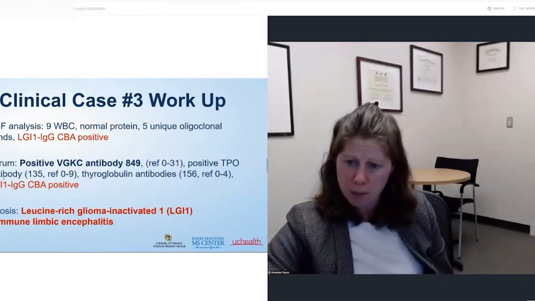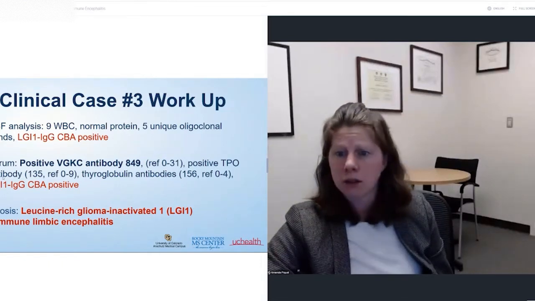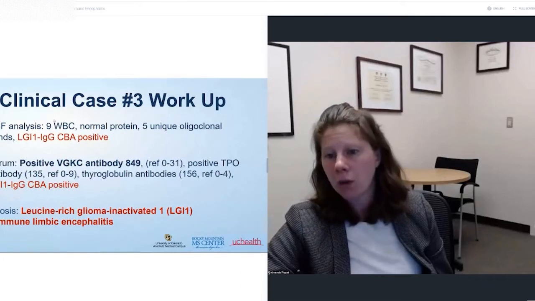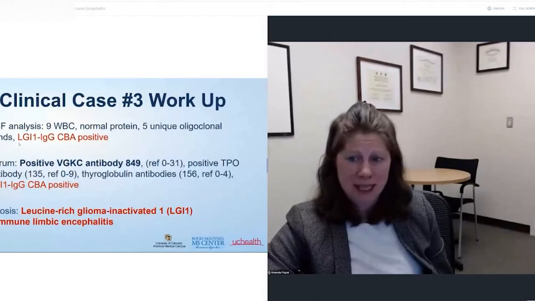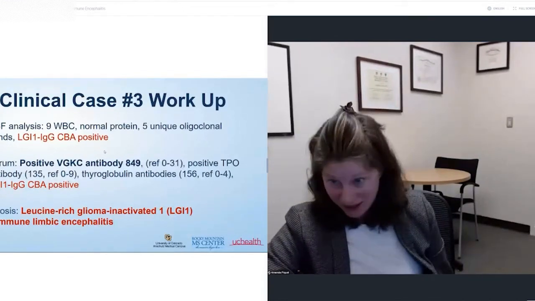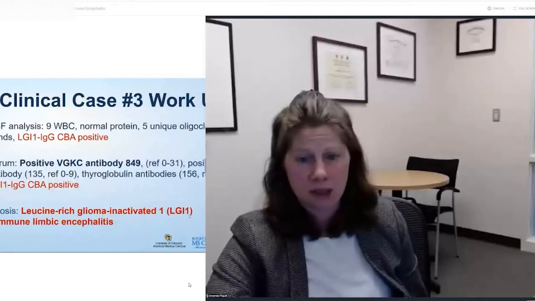His evaluation included a lumbar puncture and CSF analysis, which showed a slightly inflammatory CSF with 9 white blood cells. He had 5 unique oligoclonal bands, and his LGI1 antibody was positive in the spinal fluid. He had further serum testing in which that antibody was also positive in the serum. He had other markers of underlying autoimmunity, with thyroid antibodies being positive in the serum. Ultimately, his diagnosis was LGI1 autoimmune limbic encephalitis.